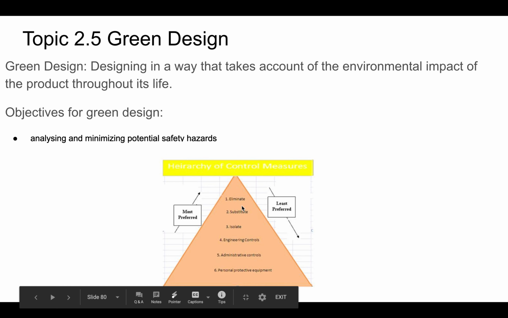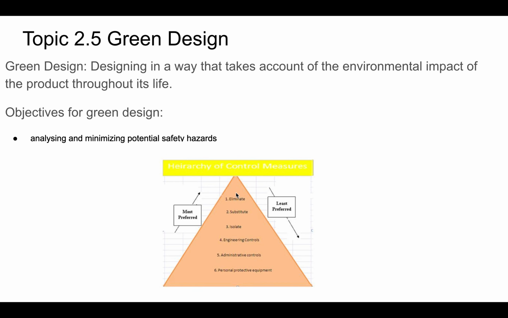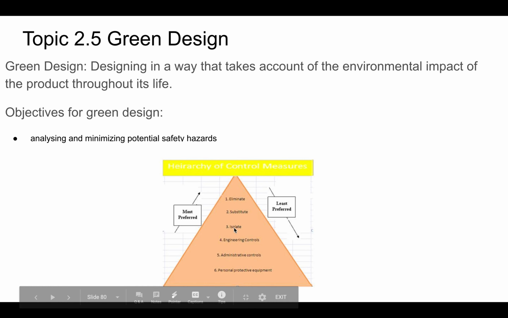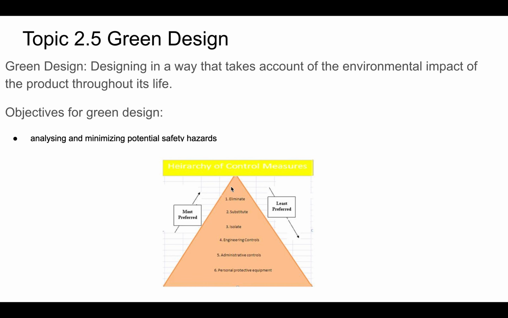For instance, there's a really interesting table saw that senses if something organic touches the blade, and it will instantly stop the blade. I'll have to maybe put a video on that. It's very interesting. That would eliminate the safety issue of cutting yourself on the table saw. So that would be our most preferred.